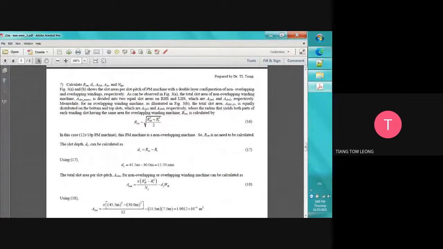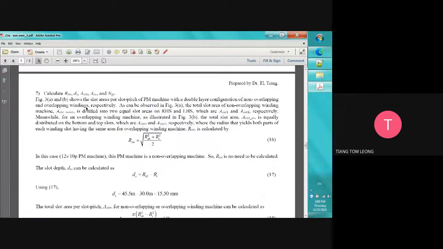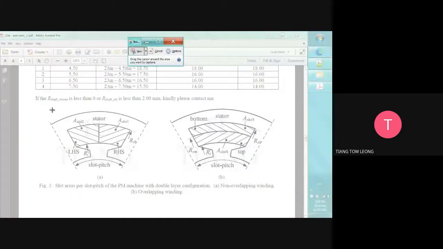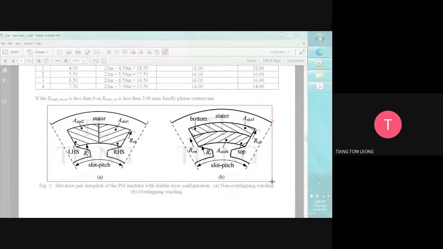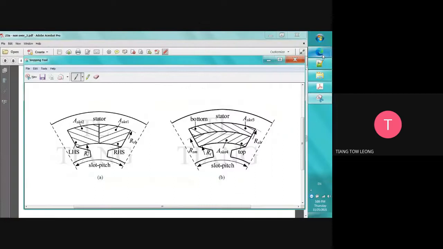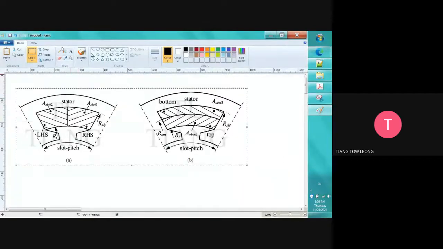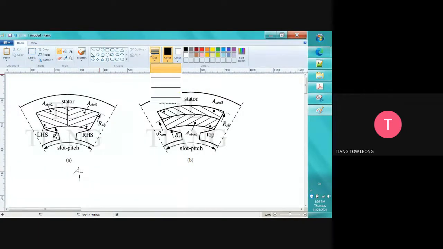So we'll go into the RSM and the A slot. First of all, I think we need to know where RSM is. Okay, this one is a non-overlapping winding, where the winding is coiled around one tooth. Then the other one is, for example, another tooth.